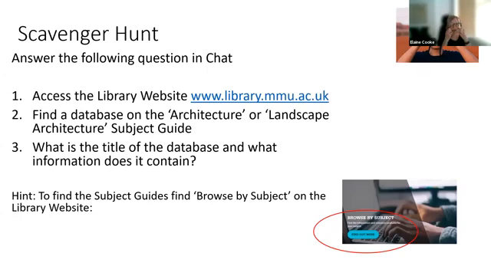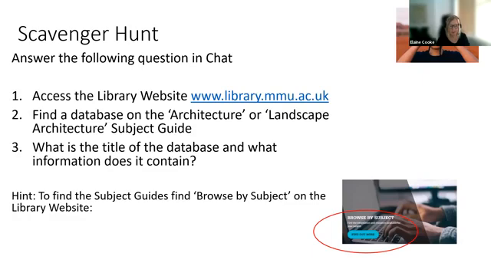Okay, so shall we try another activity? We'll do a bit of a scavenger hunt. If you want to go and explore a subject guide via the library website, you can find the subject guides first of all. Click on Browse by Subject and find a database on the architecture or landscape architecture subject guide. And bring it back into the chat: the title of the database and what sort of information it contains.